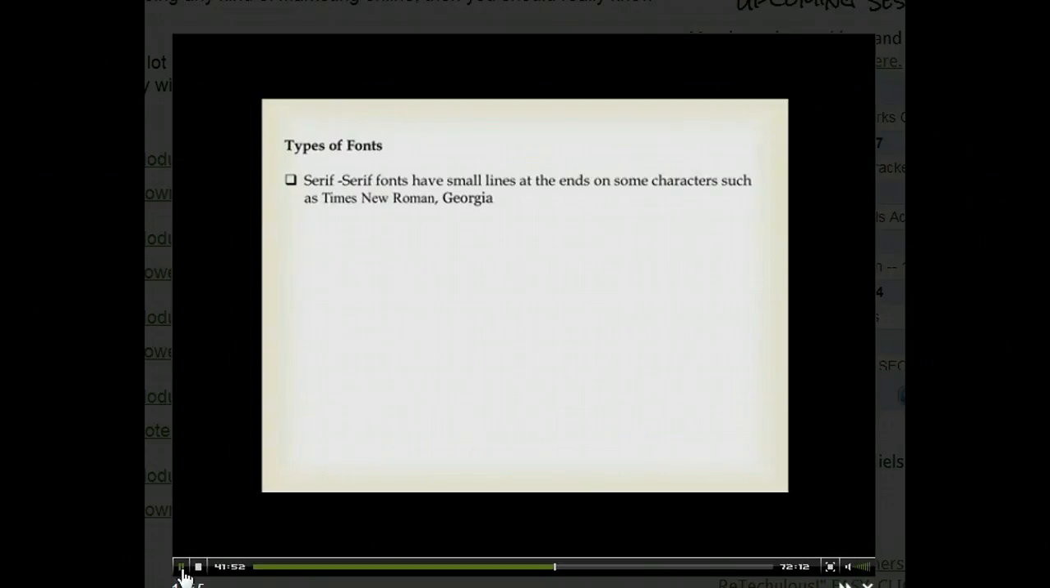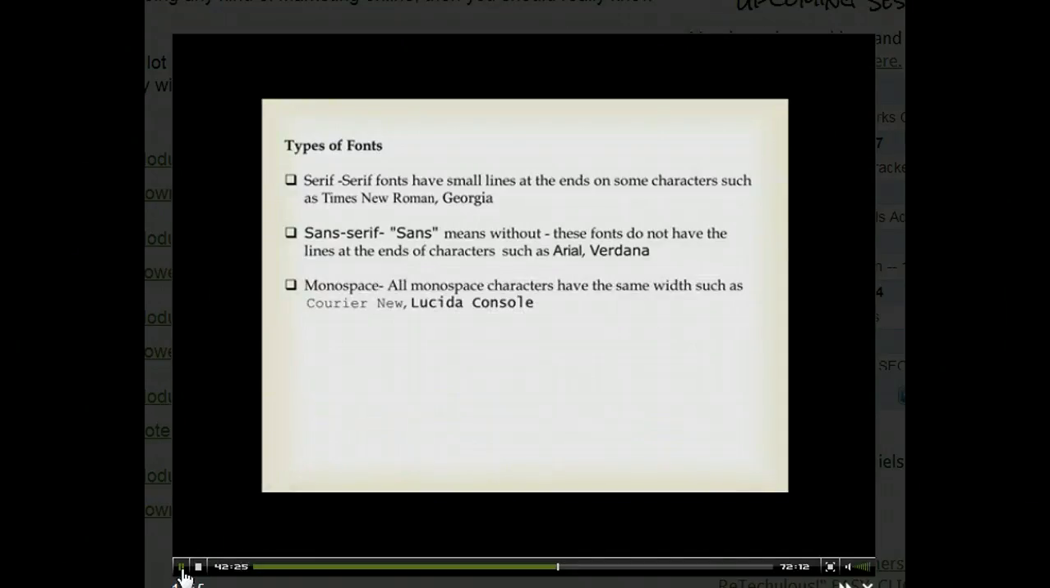We're going to quickly go over some types of fonts that you can test out, just so you know what they are. There's serif, and serif fonts have small lines at the end on some characters, such as Times New Roman and Georgia. As you can see, they're going to have little lines at the end of each one. That is serif. You're going to have sans serif. Sans means without. These fonts do not have the lines at the end of the characters, such as Arial and Verdana. As you can see, the lines are missing. They're a little bit cleaner looking, maybe.